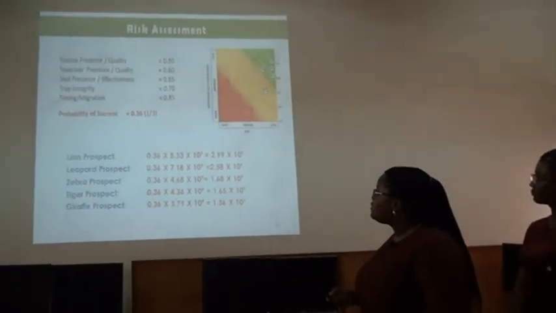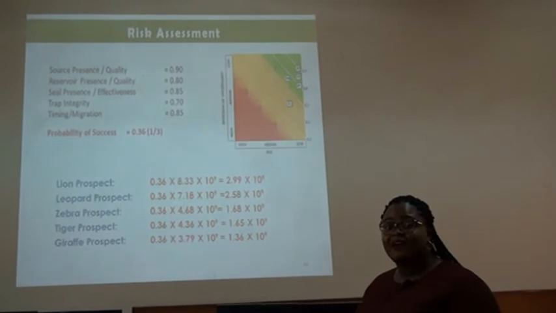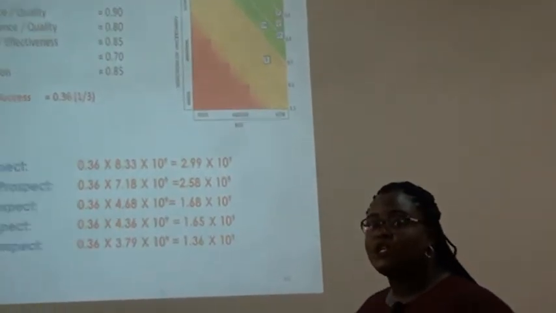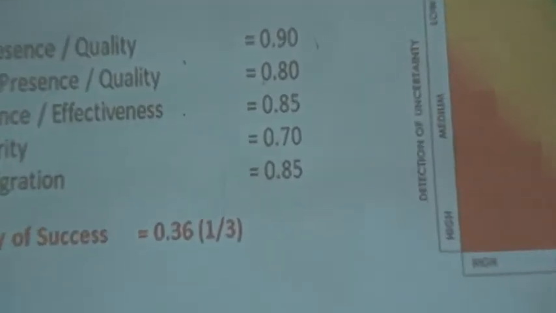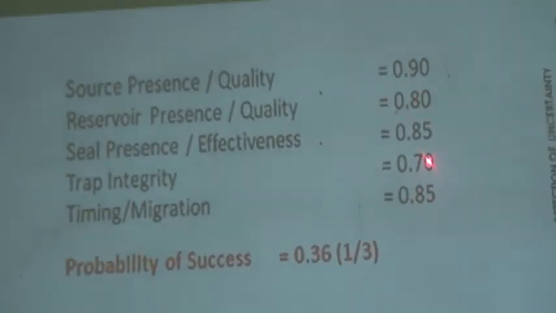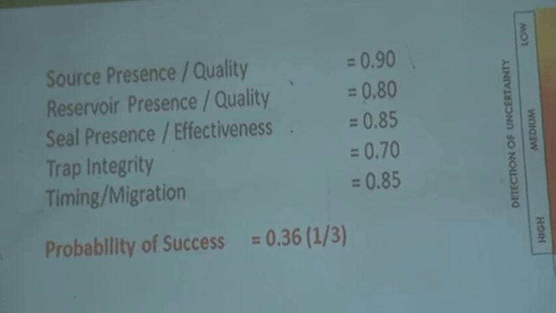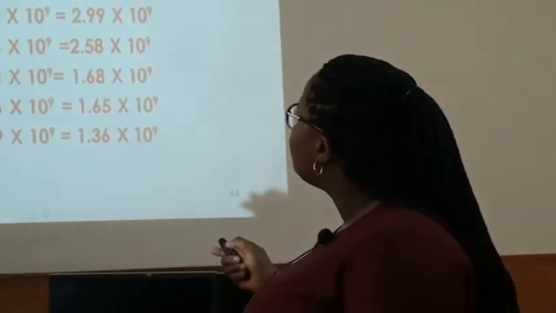For the source presence, we're looking at the Harvard formation, which is laterally extensive, and also the TOC and Tmax values gotten. We gave it a value of 0.9. While for the reservoir presence, we looked at the laterally continuous sediment and also its porosity and permeability values, which we gave a value of 0.8. Now for the seal presence and effectiveness, we gave it a value of 0.5. Trap integrity based on the structural map was given a value of 0.7. Timing and migration from our event chart, we gave it a value of 0.8.